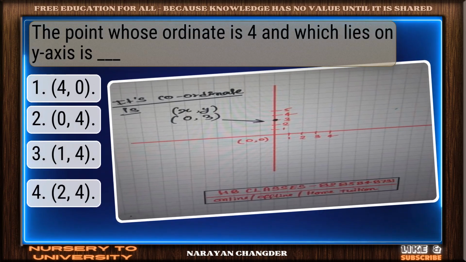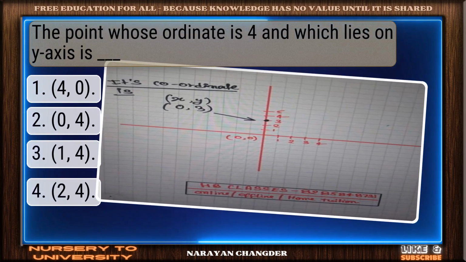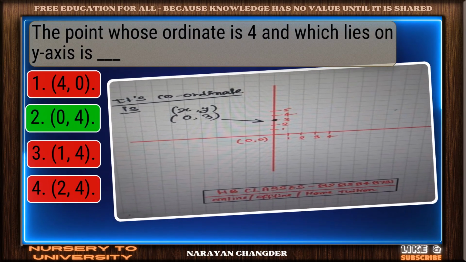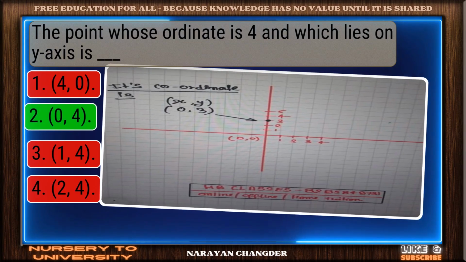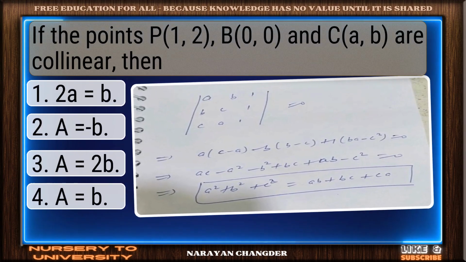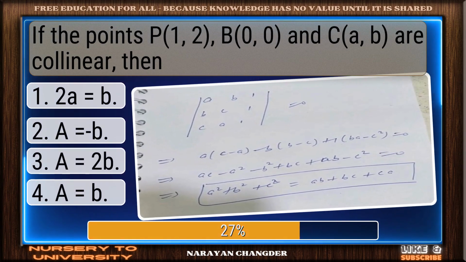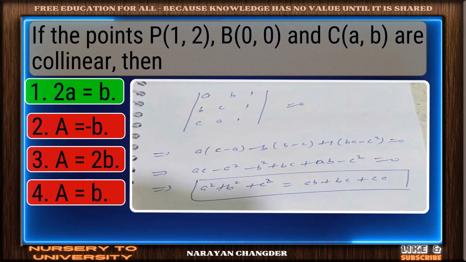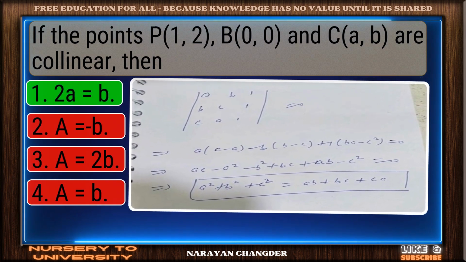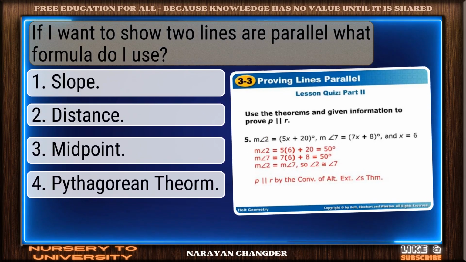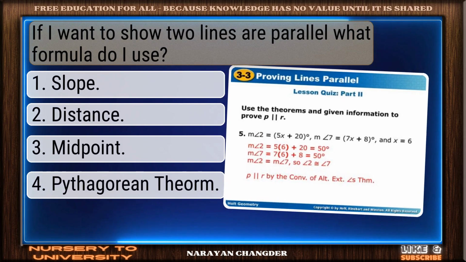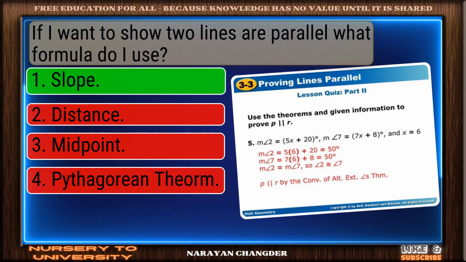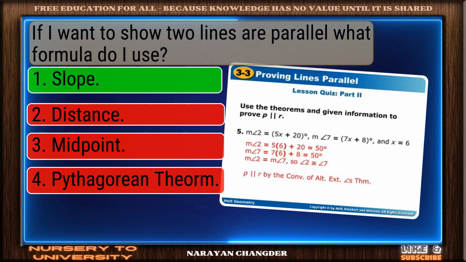The point whose ordinate is 4 and which lies on the y-axis is dash. Bravo is the answer. If the points P, B, and C are collinear, then. Correct response. 2A equal to B is accurate. If I want to show two lines are parallel, what formula do I use? Smart move. Slope is the accurate answer.